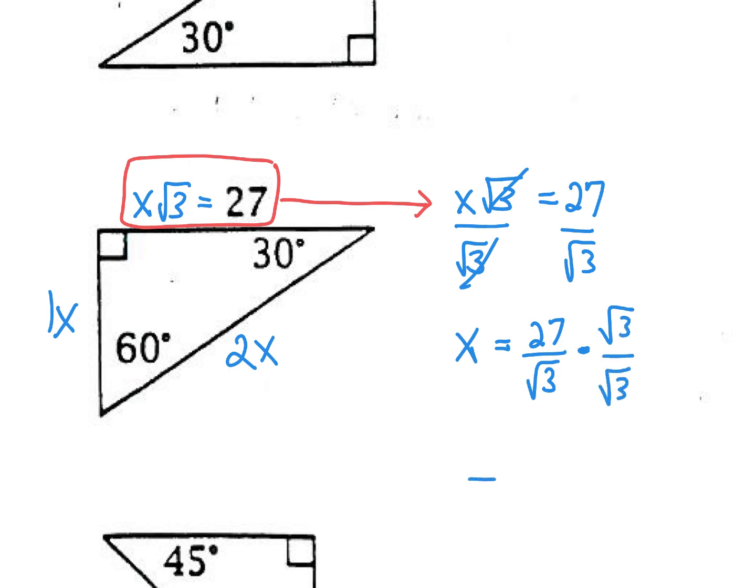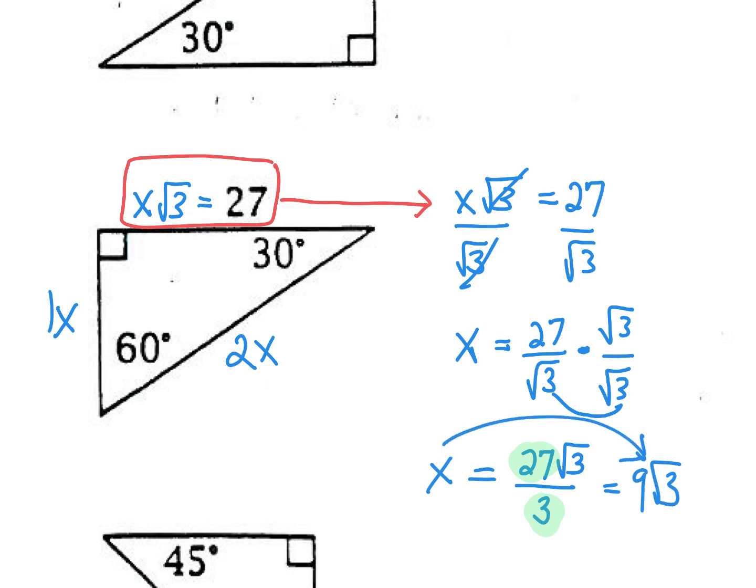Good job. So I multiply straight across the top, so that's 27 times the square root of 3. And then the square root of 3 times the square root of 3 is the square root of 9, which is 3. Ugh, we got a fraction that reduces here. So I can reduce 27 over 3. That is 9 square roots of 3. So that is the value of x. So x is 9 square roots of 3.